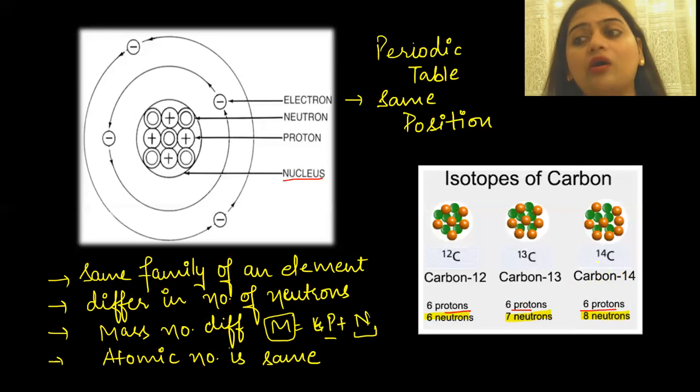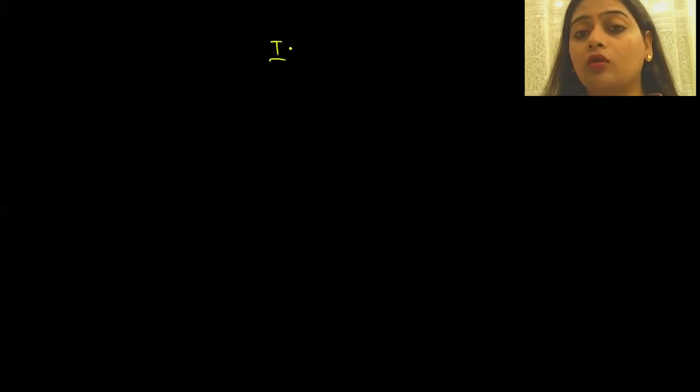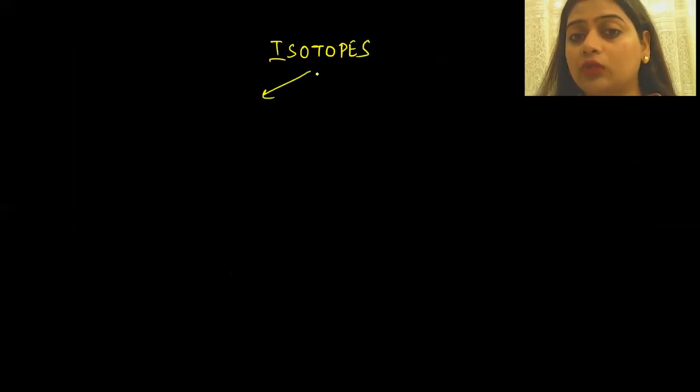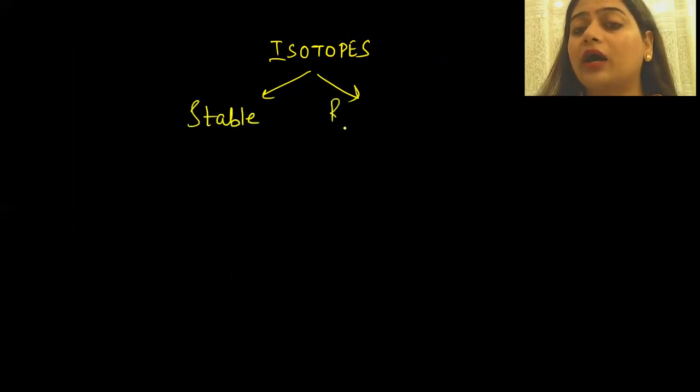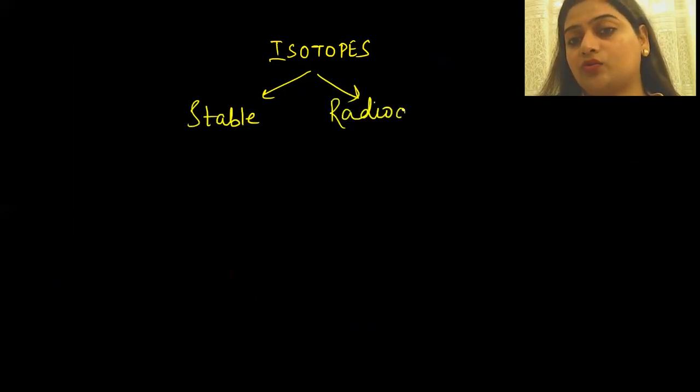So what is the meaning of radioactive isotopes? Radioactive isotopes are the ones which decay with the emission of radiations. Meaning when they decay, they produce a large number of radiations like alpha rays, beta rays, gamma rays. So those radiations are produced. So if you are talking about isotopes, isotopes are basically of two types. We have stable isotopes and we have radioactive isotopes.